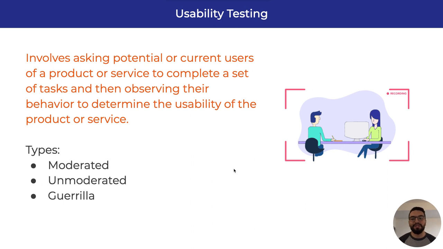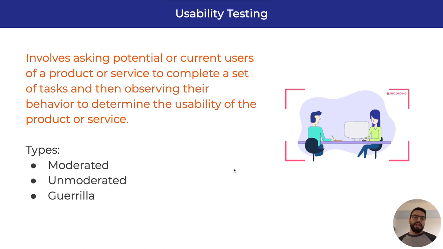Next up is usability testing. Usability testing really involves asking potential or current users of a product or service to complete a set of tasks and then observing their behavior to figure out the usability of your product or service. This can be done using a live version of your site or app, a prototype or a work in progress, or even clickable wireframes.